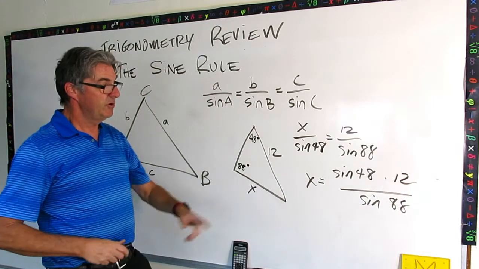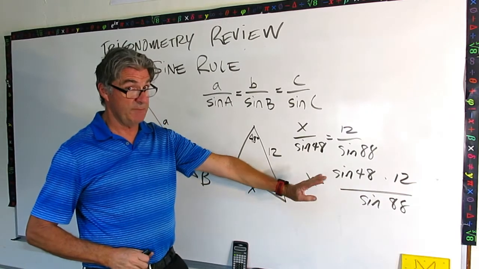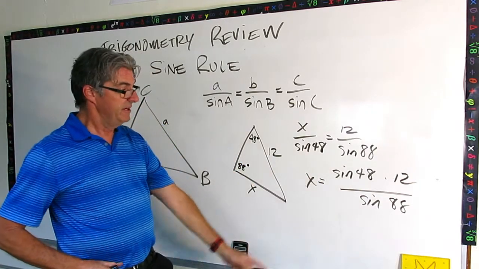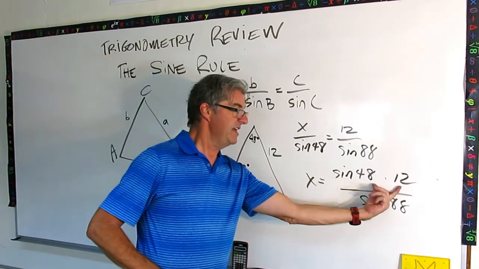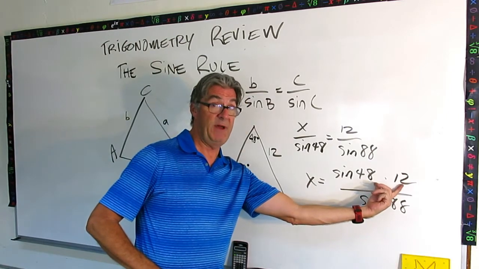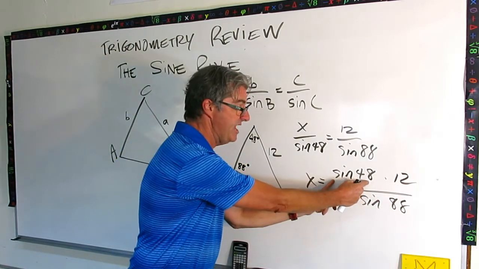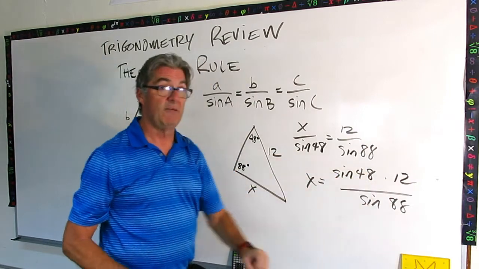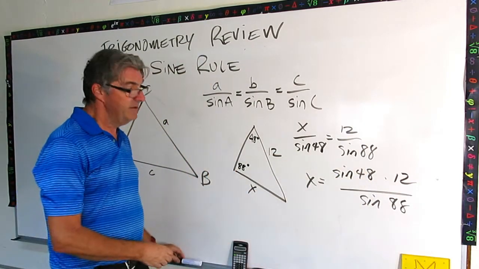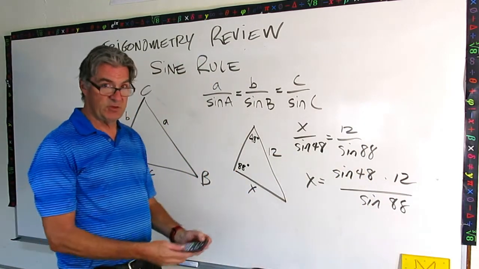Given the way I wrote this, you want to make sure you don't do one thing. This is not the sine of 48 times 12. That will give you a bad result. You want to do sine 48, then multiply that result by 12. It's a different thing. Okay, so now I can pull out my calculator and just do this in one calculator step.